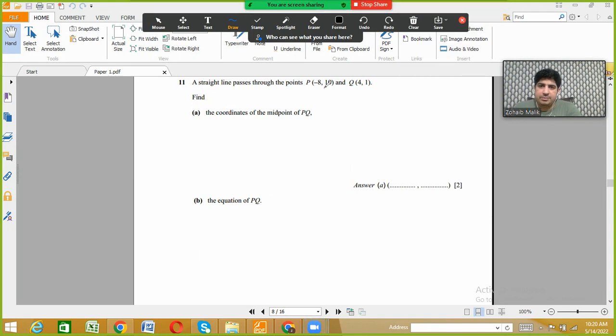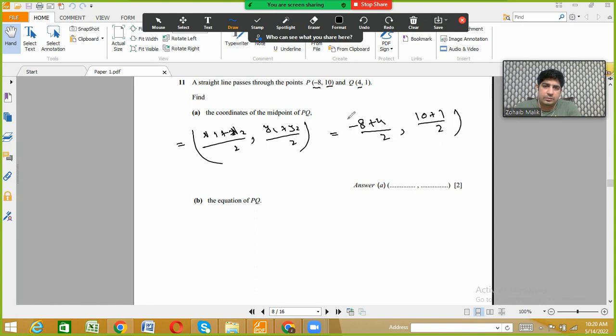So this is a straight line passes through this P point and Q point. Find the coordinates of the midpoint of PQ. So as we know that the midpoint is x1 plus x2 over 2 and y1 plus y2 over 2. So x1 is minus 8, x2 is 4, minus 8 plus 4 over 2, and 10 plus 1 over 2. If we simplify it, minus 4 over 2 and 11 over 2. If we simplify it more, the final answer becomes minus 2, and you may write 11 over 2 or 5.5.